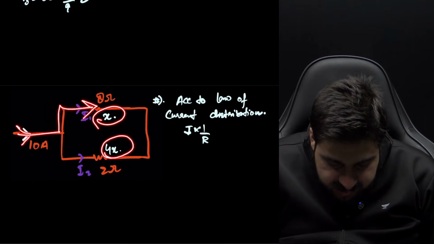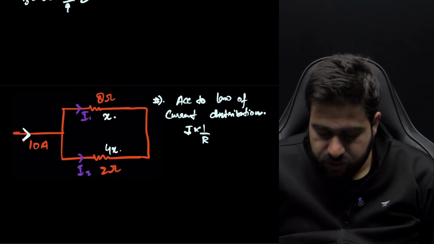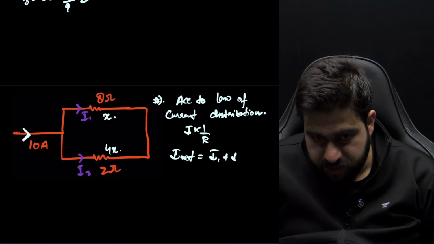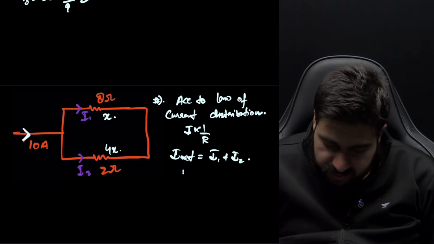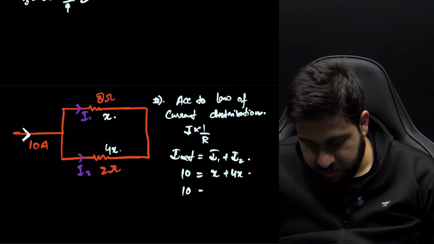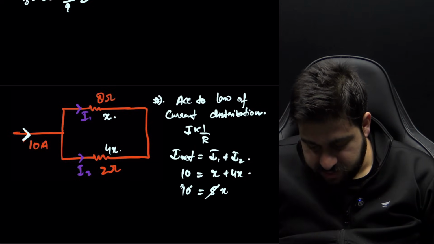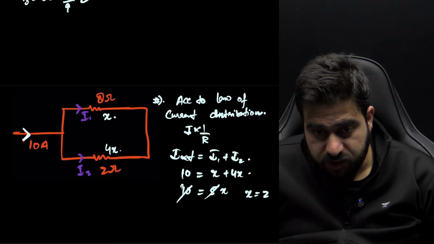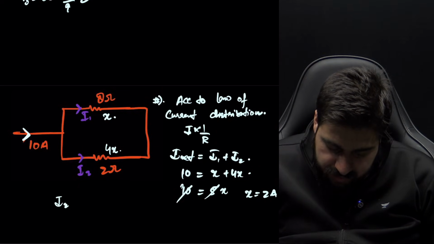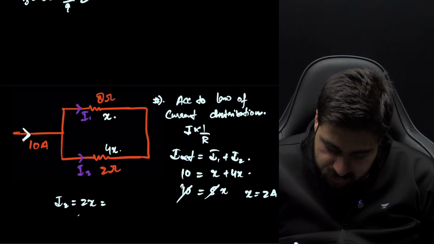So net current is divided into I1 and I2. We can say net current here will be I1 plus I2. Net current is 10. I1 is X, I2 is 4X. So 10 is equal to 5X. So X will be equal to 2 ampere. If X is equal to 2 ampere, what will be I2? I2 will be 4X, so that will be 4 into 2, which is 8 ampere.